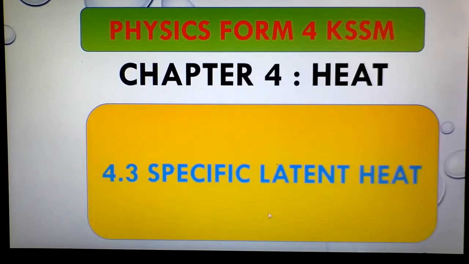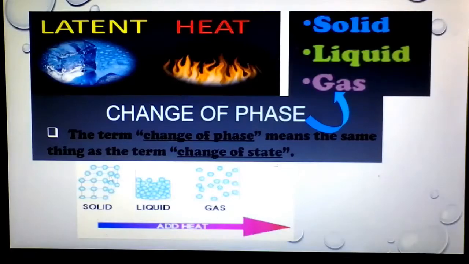So we are going to continue our chapter 4 heat, on topic 4.3 specific latent heat. Let's get started. Okay, what is the meaning of latent heat? Latent heat, also known as hidden heat. So this topic will discuss change of phase or change of state. The term change of phase means the same thing as change of state. For example, solid changes to liquid, then liquid changes to gas when we add heat to the substance.